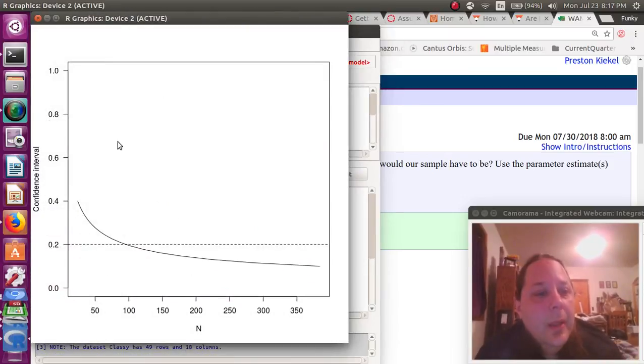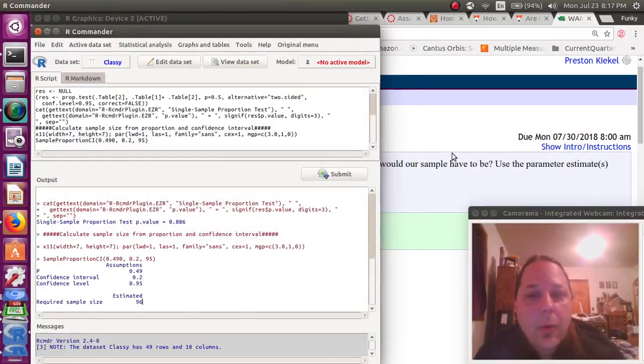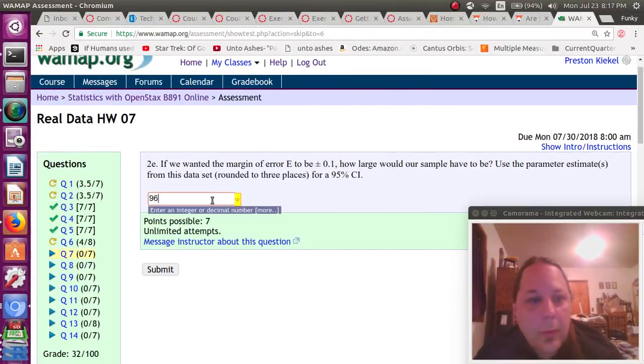So click OK. And it gives me this awesome graph that shows me the trade-off of different sample sizes. And then I go look here at my required sample size. It's going to be 96. That's the answer to that question, 96. Submit.